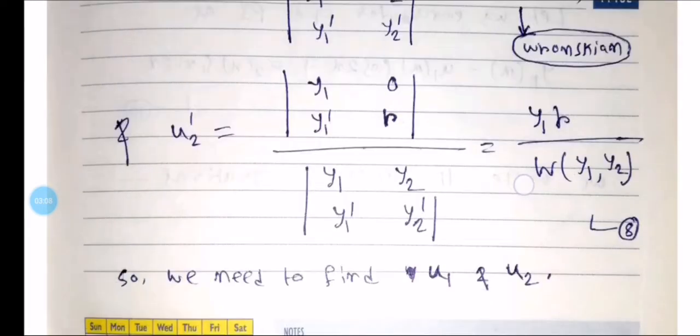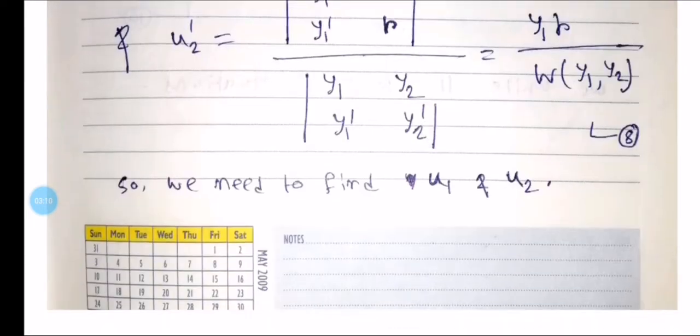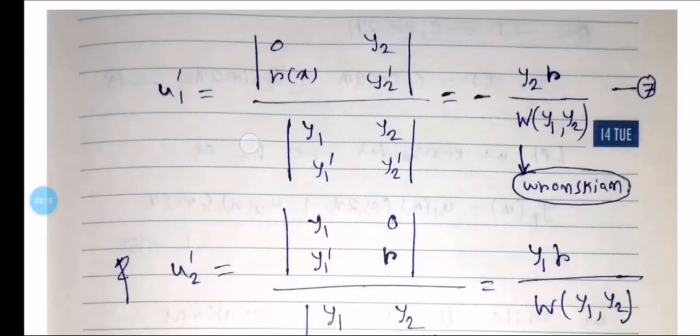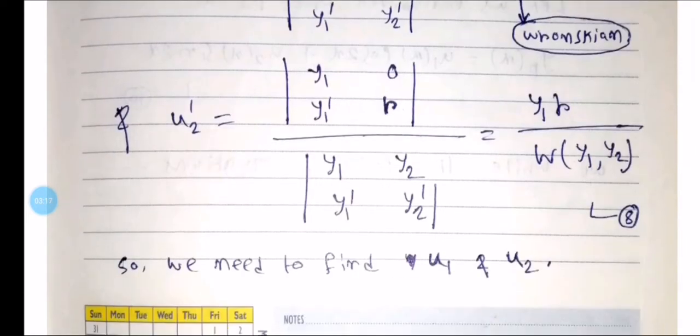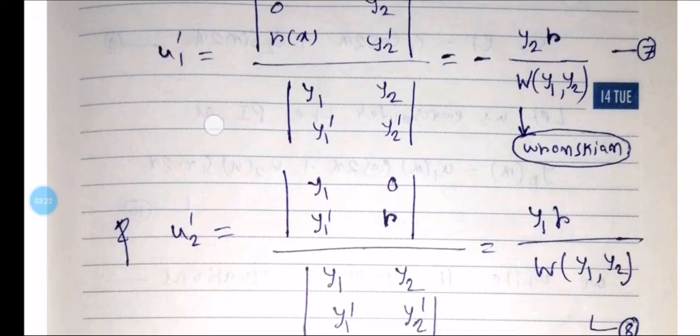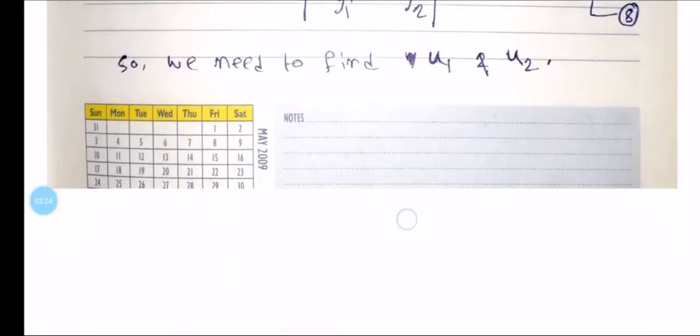Solving these two, we can find the following equations for u1 and u2. From these equations we can easily find u1' and u2', and after integration you can easily find u1 and u2.